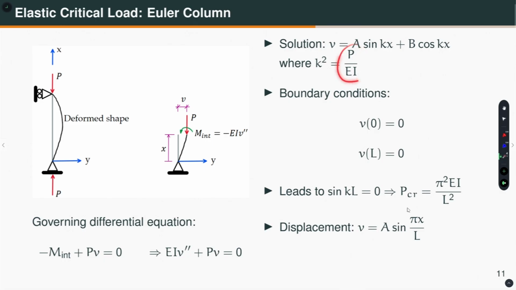So, from here we can get the Euler buckling load or Euler critical load, which is pi square E I over L square, and we also get the displaced shape. Not the magnitude, we get the shape, only the shape. So, that is A into sin pi x by L, where A is a constant. So, that is how we do the Euler buckling analysis.